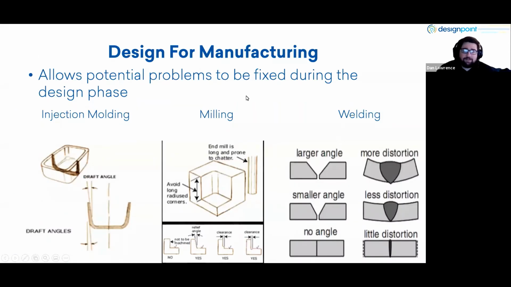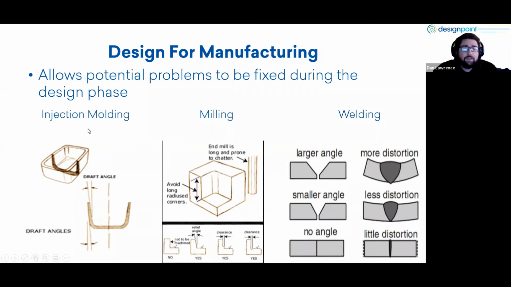Design for manufacturing is something you are all probably very familiar with and probably do as second nature as a designer. But to break it down, it essentially allows you to find and fix potential problems during the design phase.